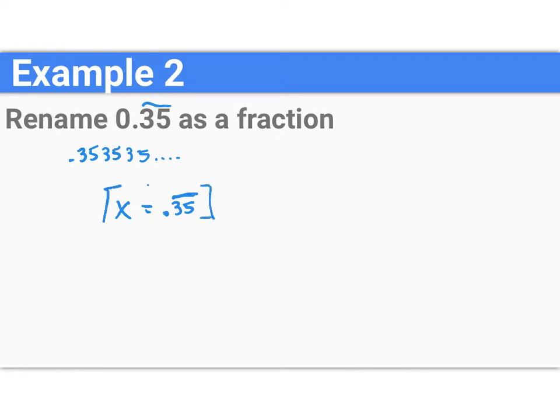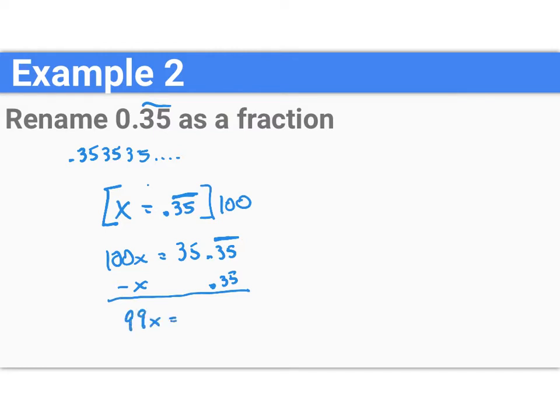Now this time the 5 is in the hundredths place, so we're going to multiply everything by 100, and we get 100x equals 35.35 repeating. Now we're going to subtract out 1x to get rid of the repeating portion. And you have 99x equals 35. And then we divide both sides by 99. And x equals 35 over 99.